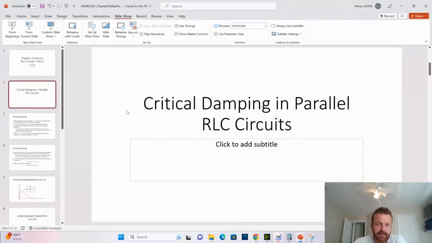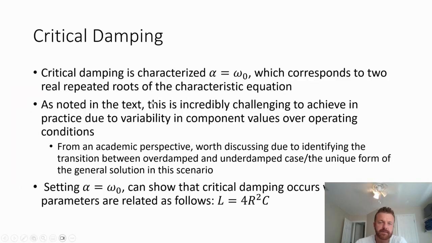So in this video, we're going to discuss critically damped RLC circuits. Remember that critical damping occurs when the damping factor alpha is equal to the resonant frequency omega naught. Under that scenario, if we think back to our quadratic characteristic equation, the two solutions to that equation are simply going to be the same real value repeated.